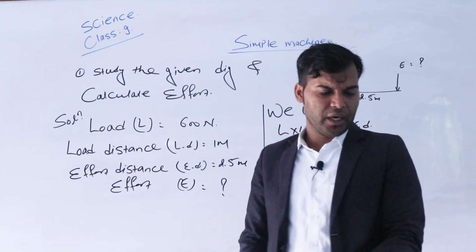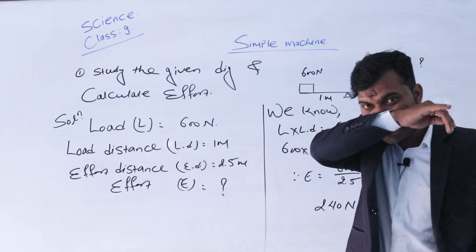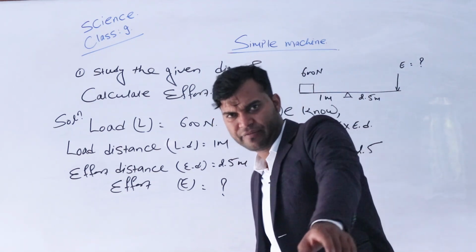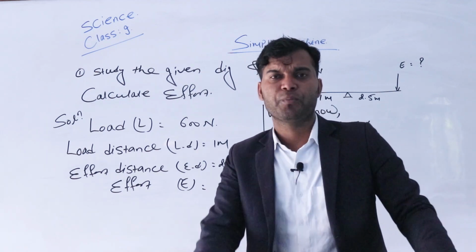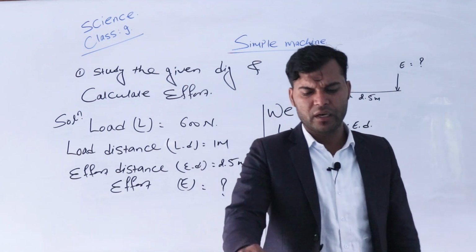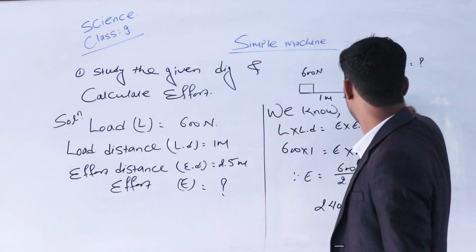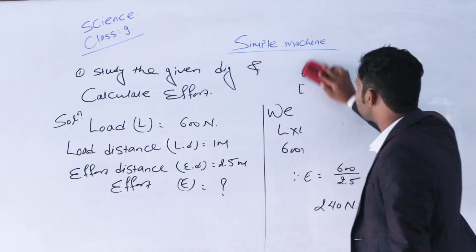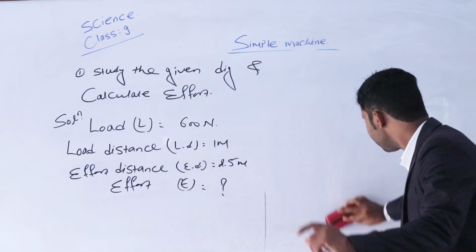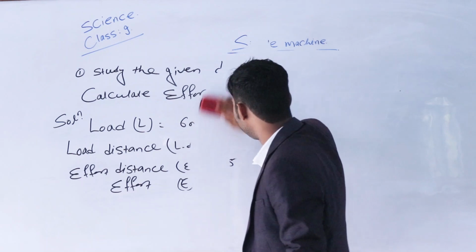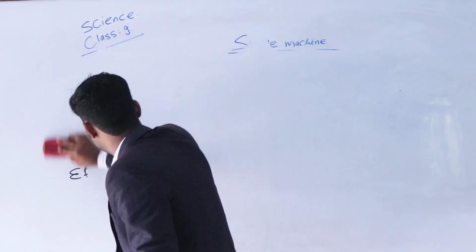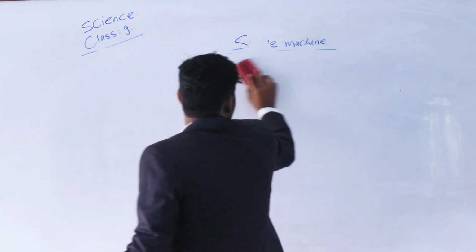Now we turn to the next topic. The next simple machine is called the pulley and its types. What is a pulley? A freely rotating circular disc having a groove in its circumference is called a pulley.